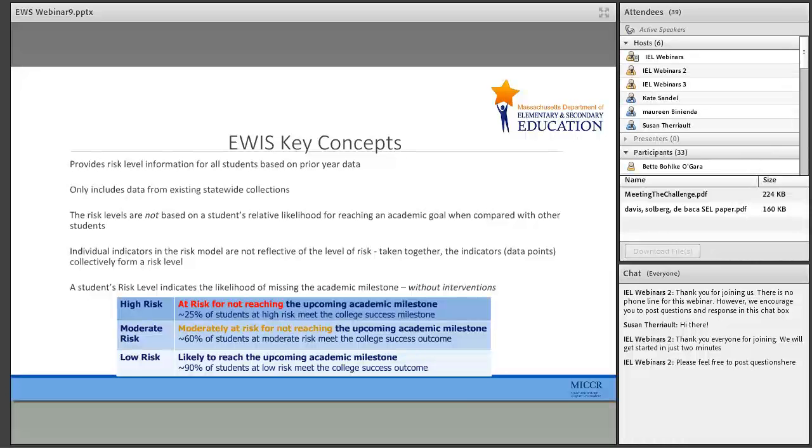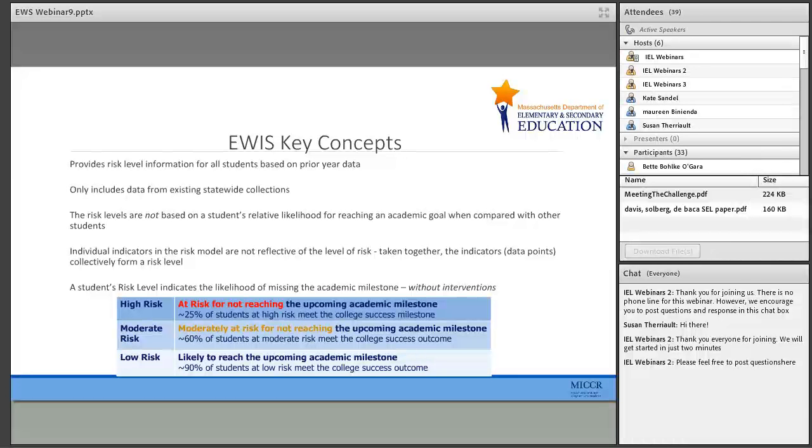But it's a statistical model that we run. We don't just have flags set up for each of the things. So the risk levels aren't based on a student's relative risk compared to other students in their school. It's looking historically at students who were similar to them in the state and how they ended up doing. So some school might have more students who are high risk than another school. One school might have very few high risk students. So it's not the relative risk of students sitting next to them in the classroom.